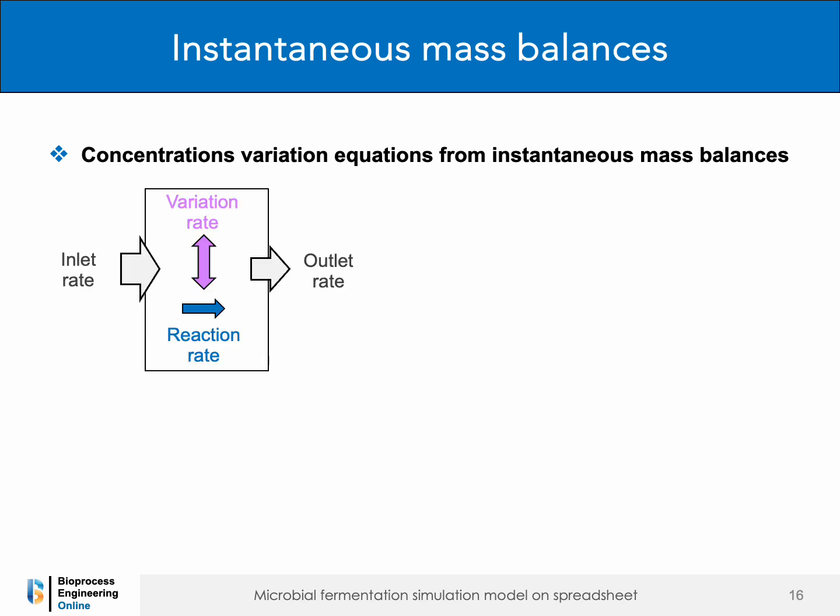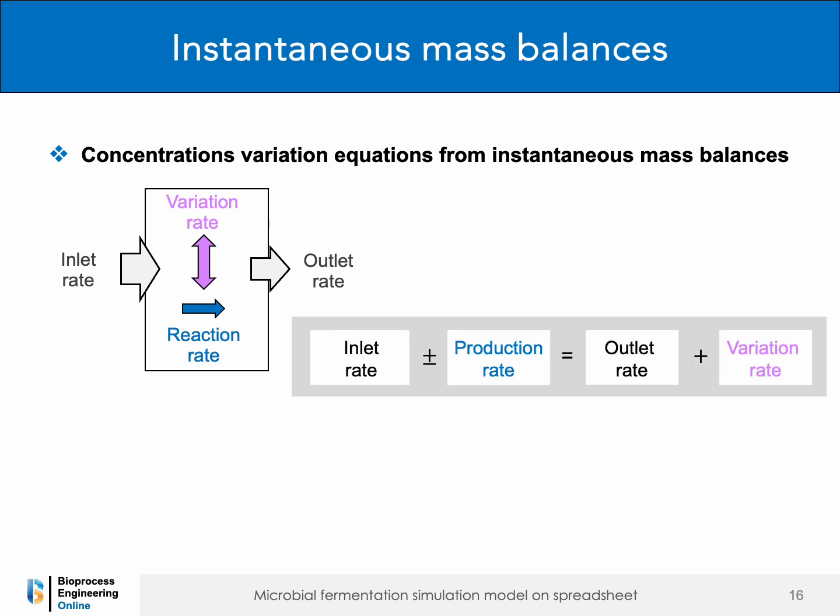For a component, the instantaneous mass balance that expresses the fundamental principle of mass conservation at each instant involves four terms: the inlet rate from the outside to the inside of the fermenter, the outlet rate from the inside to the outside of the fermenter, the biotransformation rate that can be a production rate for a product or a consumption rate for a substrate, and the internal variation rate that represents the rate of the component's mass variation inside the fermenter.